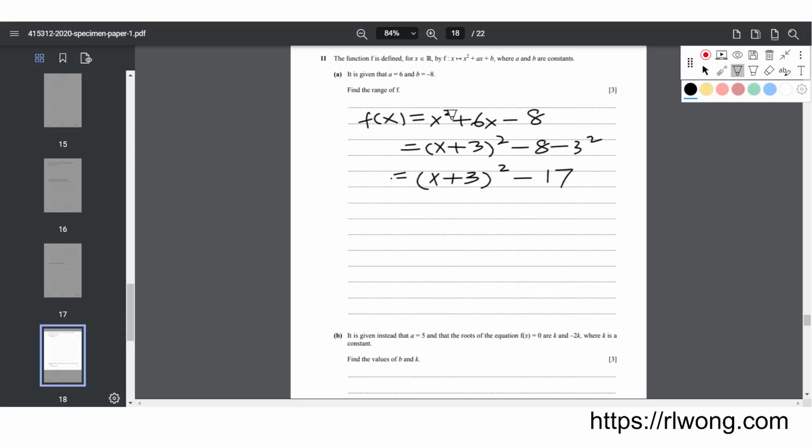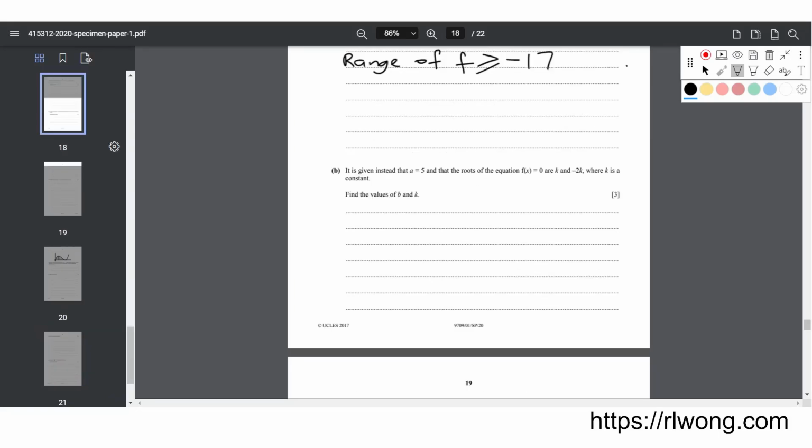Because the coefficient of x squared is positive, because it's 1, I know that the graph looks like this. So the minimum point occurs at (-3, -17). So I know that the range of f must be greater than or equal to -17, because this is the smallest value that f(x) can take. Alright, let's move on to part B.